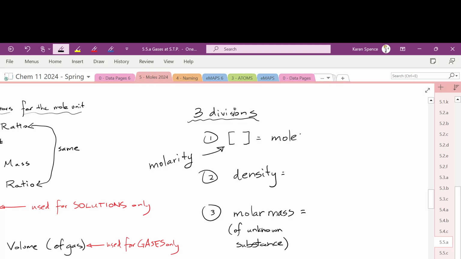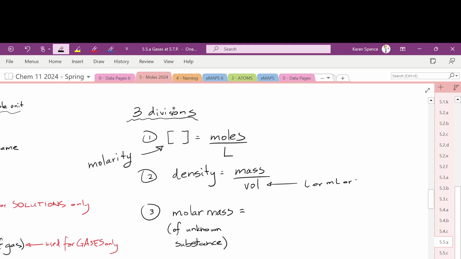Moles divided by liters. Density. What goes on the top? Mass. And what goes on the bottom? Volume. And it doesn't matter what unit you use for volume. It could be liters or milliliters or centimeters cubed. Doesn't matter.